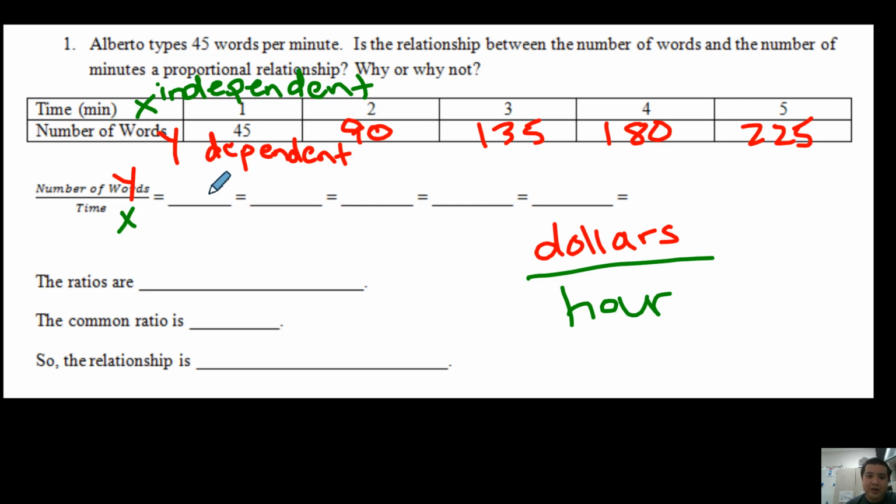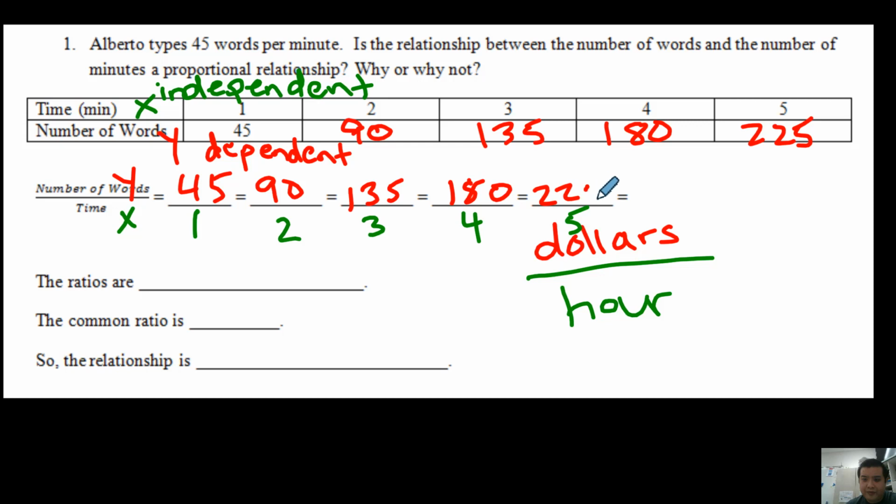we're going to fill this out here. So we're going to, for each one of these, write down the time and the number of words. So 1 and 45 words. Okay, 90 words and 2 minutes. And I'm just going to go across here, 3, 4, 5. These are the minutes, and these are our words. 135, 180, okay, 225.